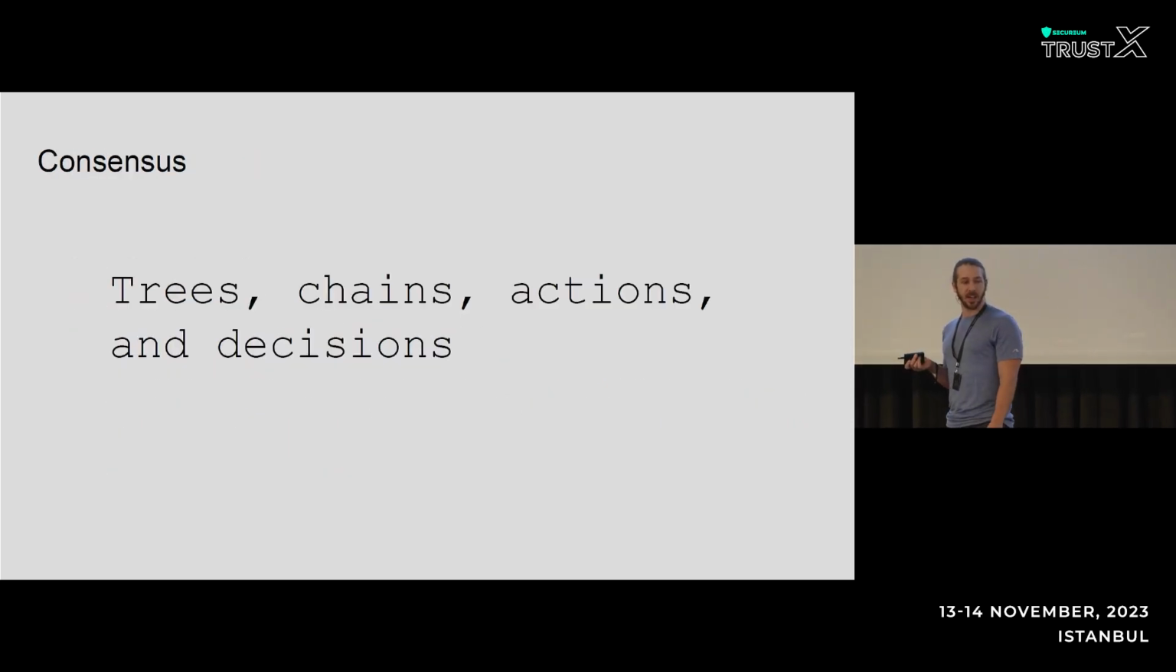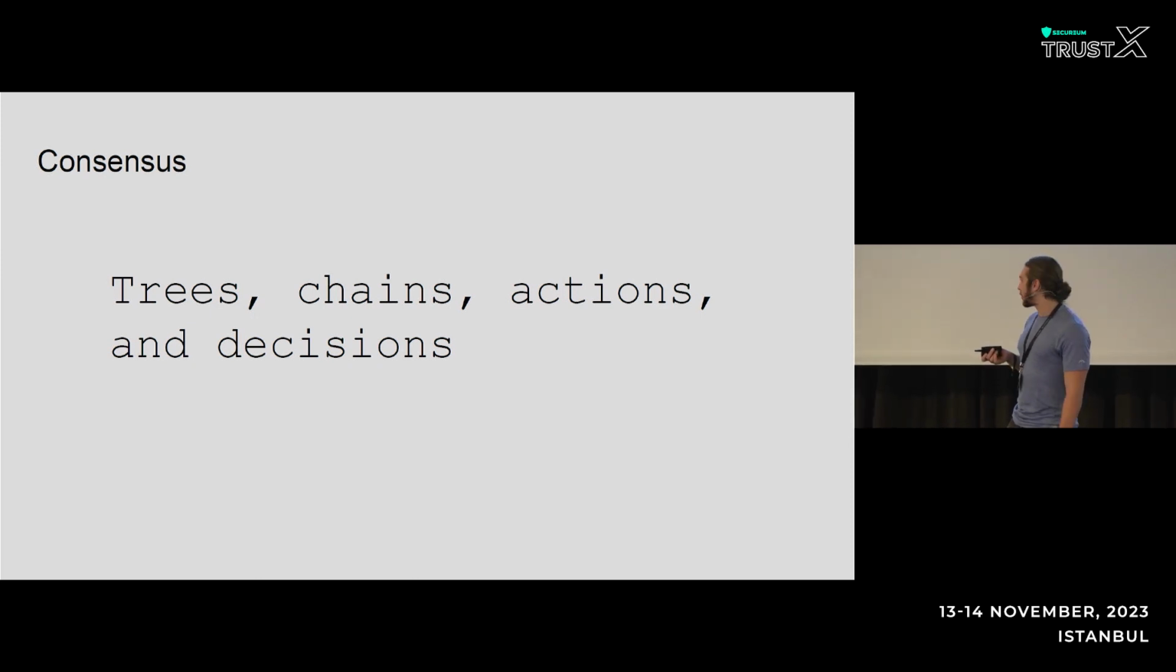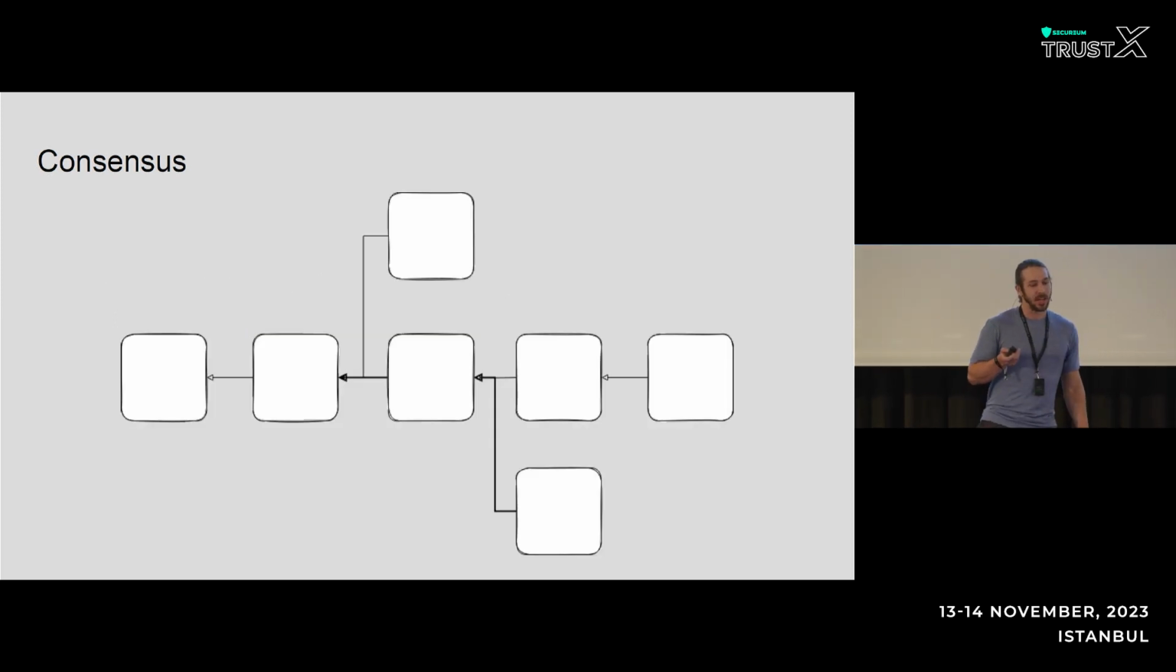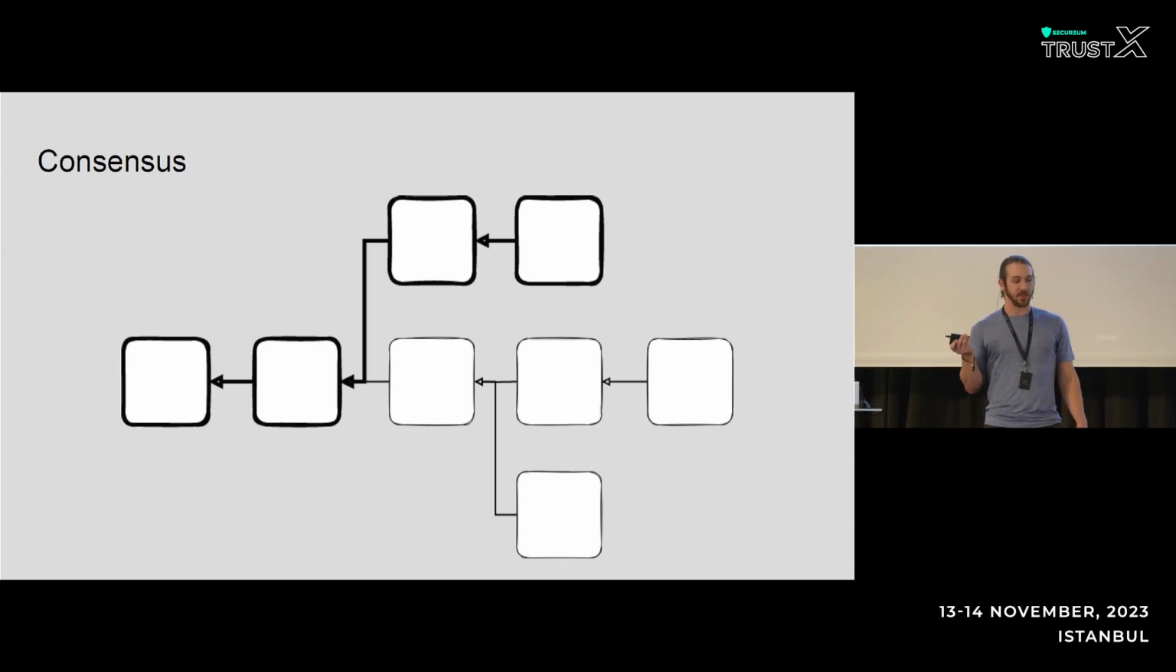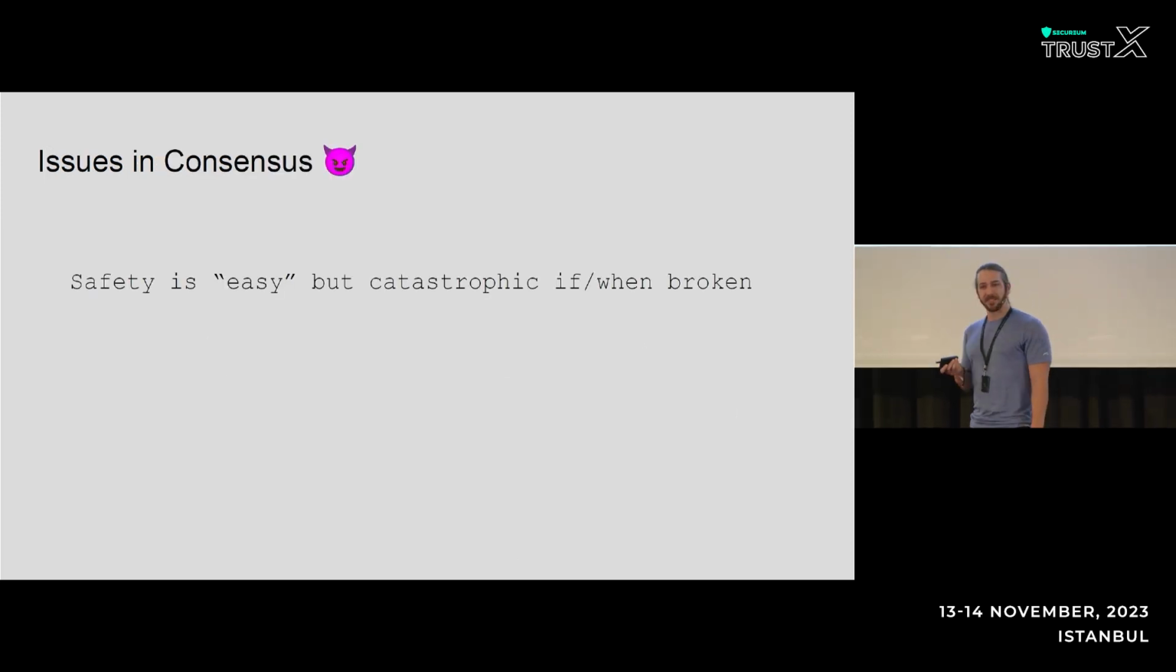So consensus: trees, chains, actions, and decisions. Essentially, consensus usually is the summation of user action. In a blockchain, it looks something like a tree, but usually we're trying to pick a single chain of history through it. So consensus is, given all of these messages, let's find a canonical one to agree upon. And sometimes we disagree. Sometimes we switch views and have changes in consensus.